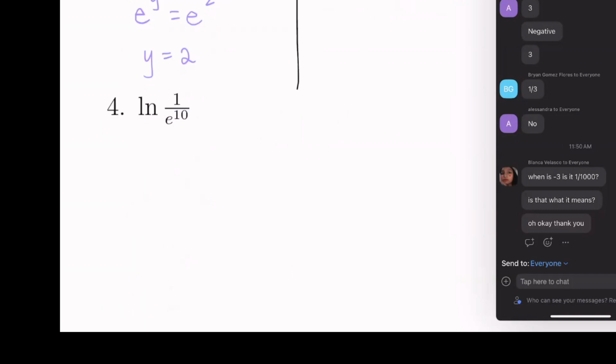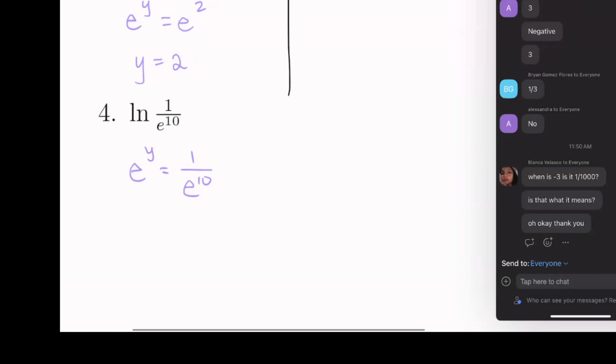For number 4, we're looking at e to what power equals 1 over e to the 10th. And again, remember that when it's in the denominator, you have to make the exponent negative. So that would become e to the negative 10th. So that one equals negative 10.